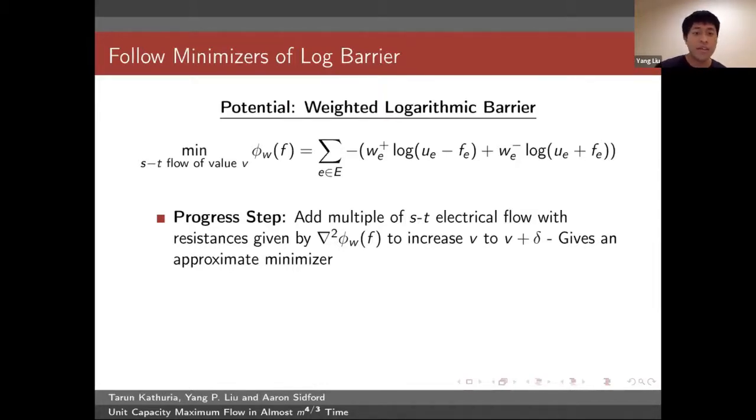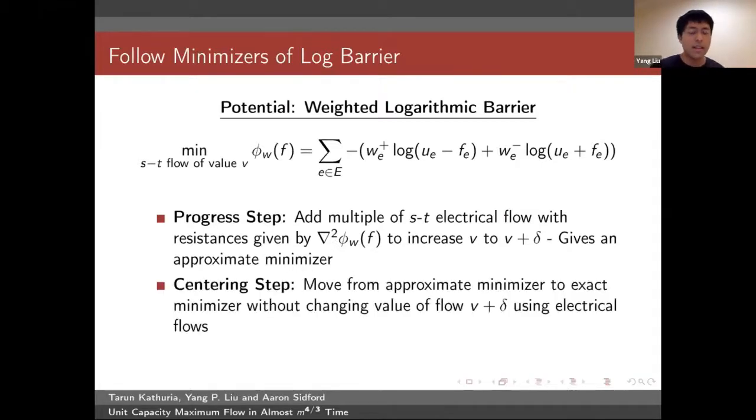The interior point methods generally do this via something like a progress step, where they add some electric flow, some s-t electric flow, that will send us from the minimizer at v to the approximate minimizer at v plus delta. Then the method applies a recentering step, which takes us from an approximate minimizer at v plus delta to an exact minimizer at v plus delta by computing some more electric flows or circulations. This method generically gives a root m convergence, like it takes root m steps to get to a high accuracy solution. And every step takes m time, so that's total time m to the 3/2.